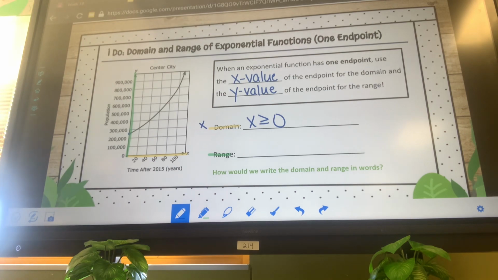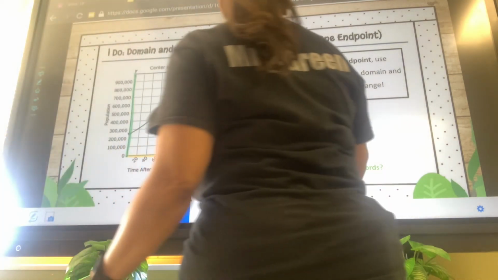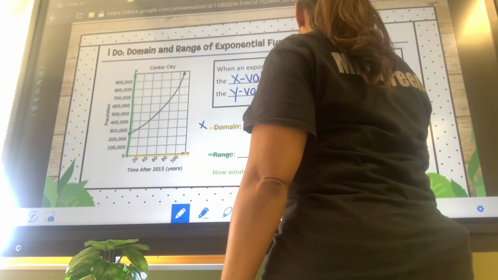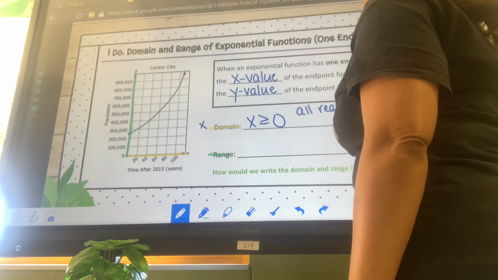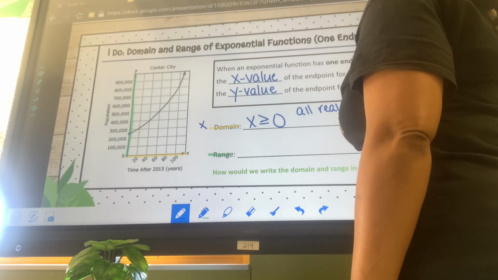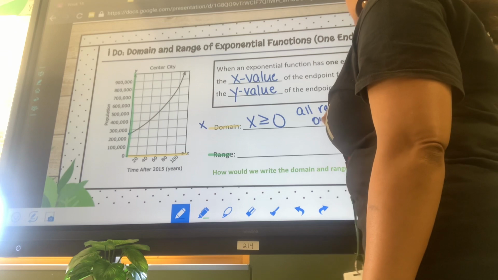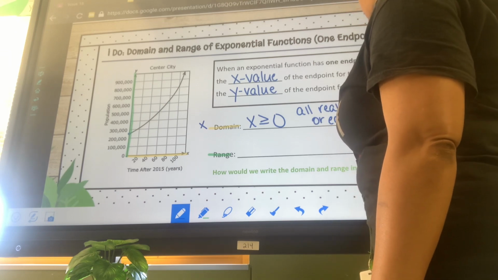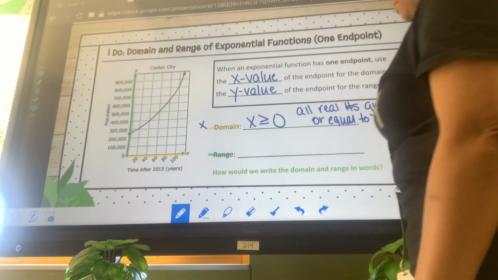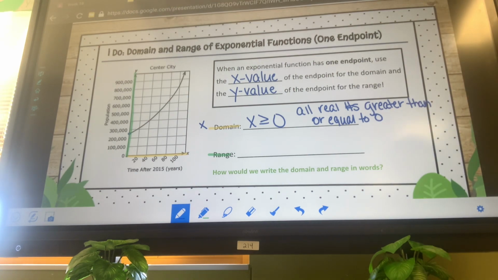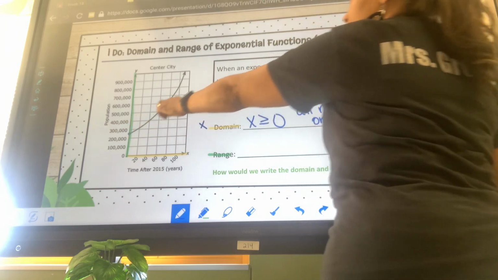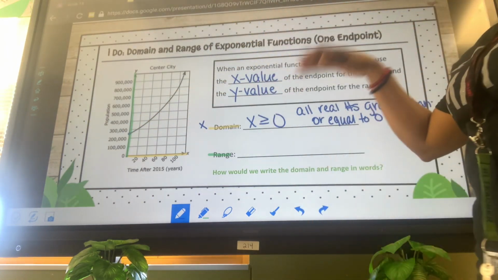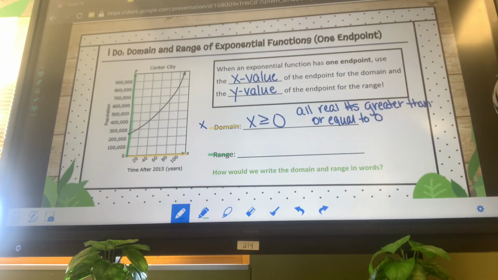So our domain is X greater than or equal to 0, which we read as all real numbers greater than or equal to 0. Okay, because we see that it's 0 right here, but since it's going to the right, and it's going to keep on going to the right, it's anything that's greater than the 0 as well.